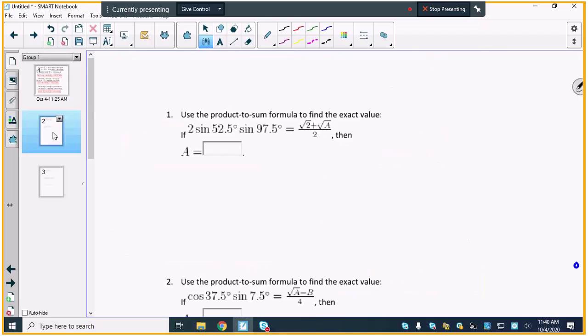So to remind myself, I'm going to first write down the formula. And the formula will be cosine of alpha minus beta minus cosine of alpha plus beta is equal to 2 sine alpha sine beta.